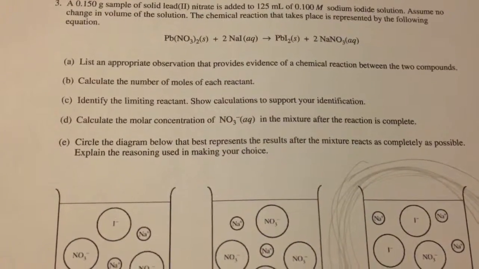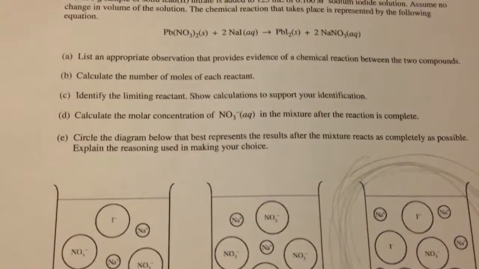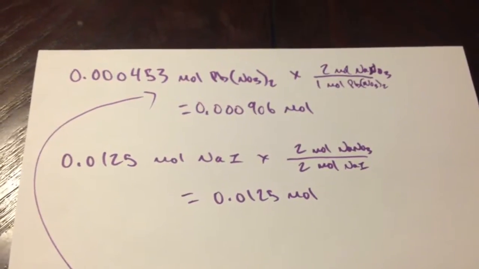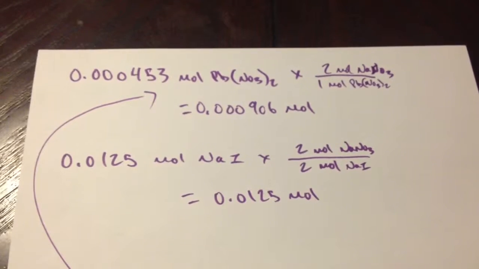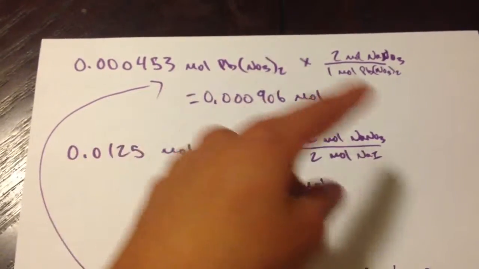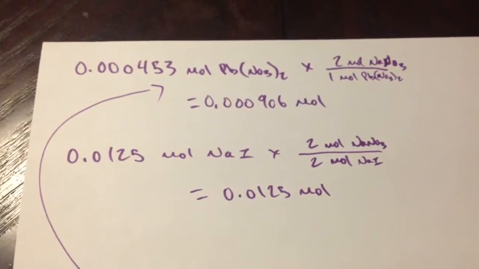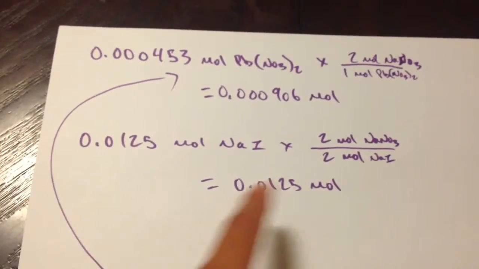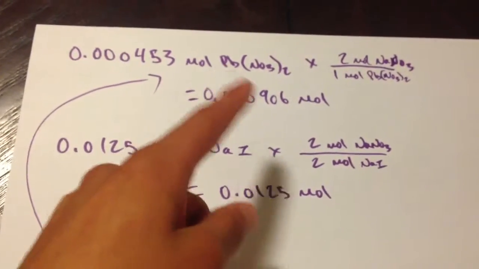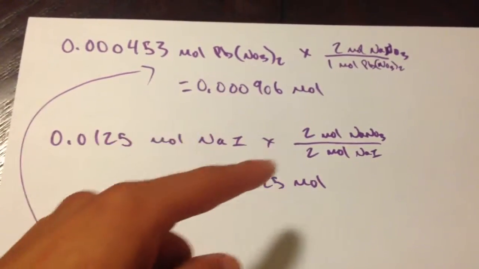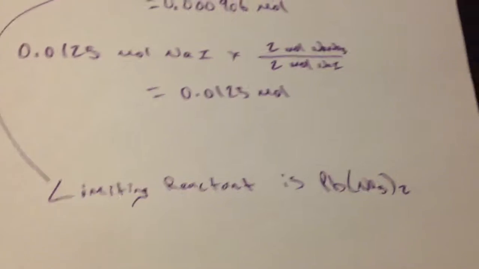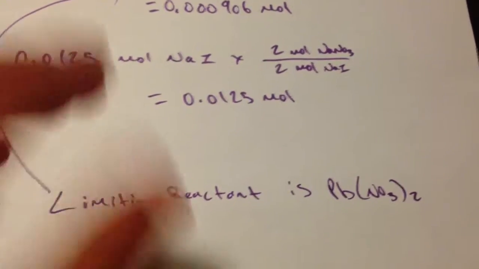Now we need to identify the limiting reactant and show the calculations to support our identification. To find the limiting reactant, use stoichiometry to obtain the moles of NaNO3 produced by Pb(NO3)2, which is right here, and the moles of NaNO3 produced by NaI, which is right here. And as you can see, the moles of Pb(NO3)2 is used up first, compared to the moles of NaI. So our limiting reactant would be Pb(NO3)2.